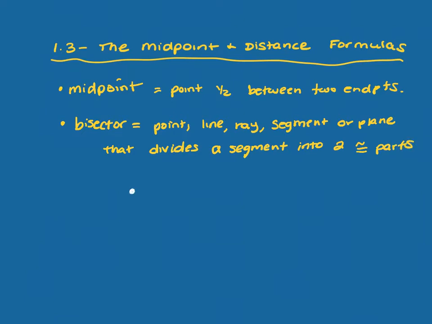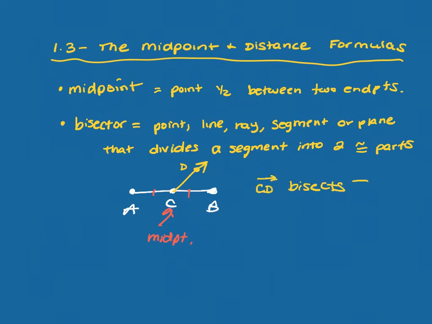So while a midpoint is obviously just a point, if this is A and this is B and this is C, and these are congruent, then I can say that C is the midpoint. But I can also put a ray here and say that ray CD bisects AB. So a bisector can be a point, it can be a line, it could be a plane, it could be a ray, it could be a line segment.